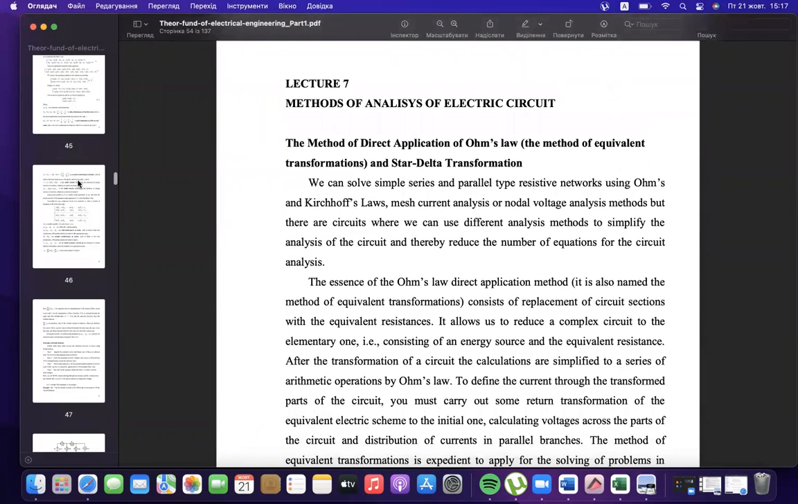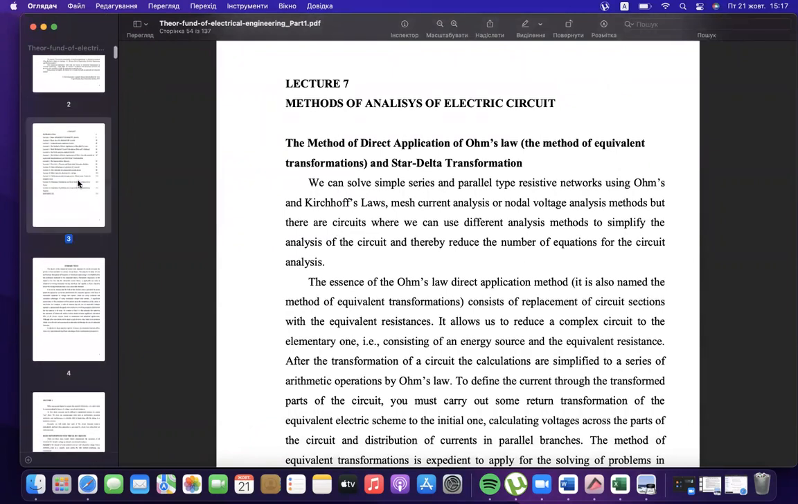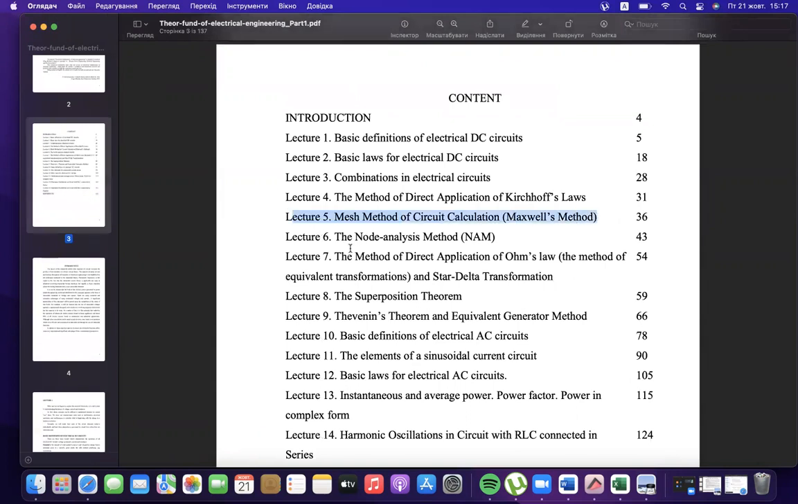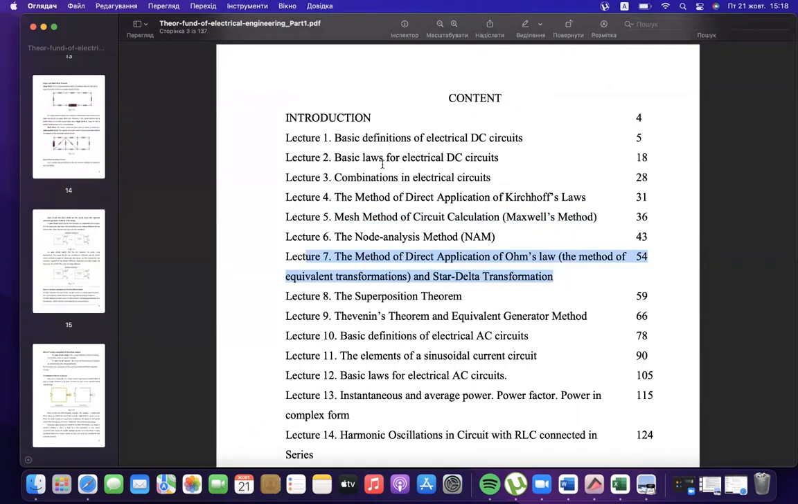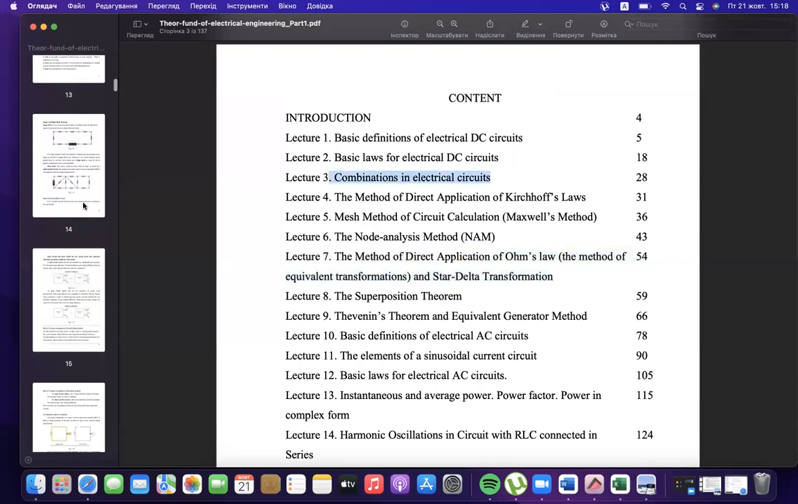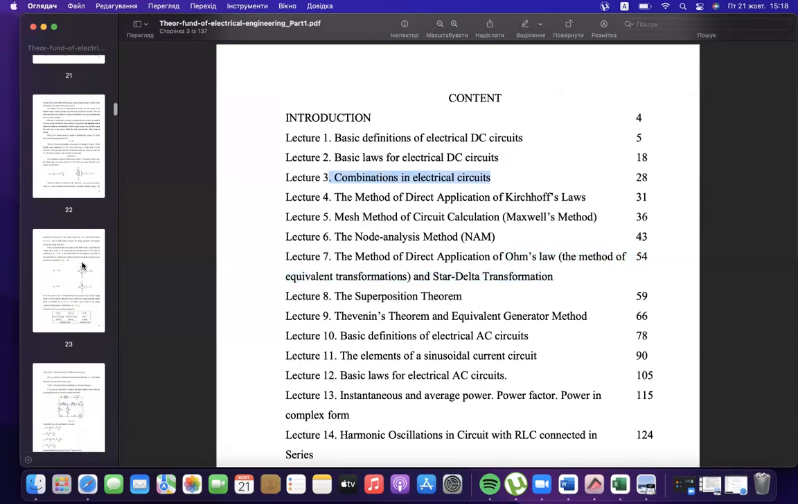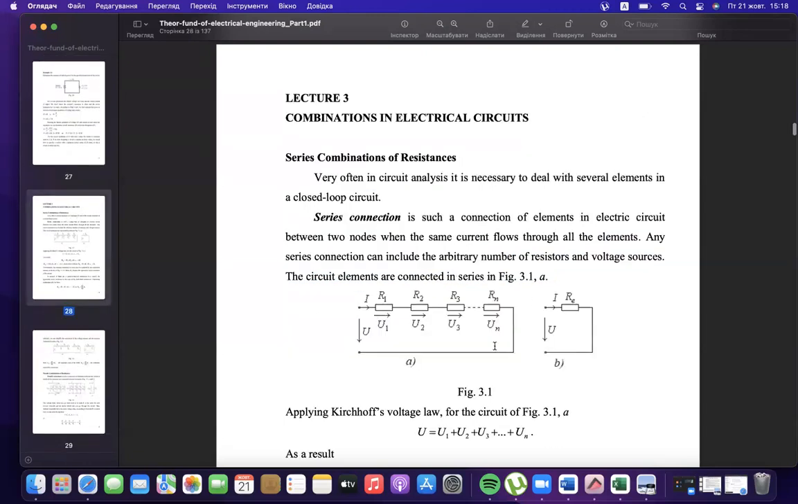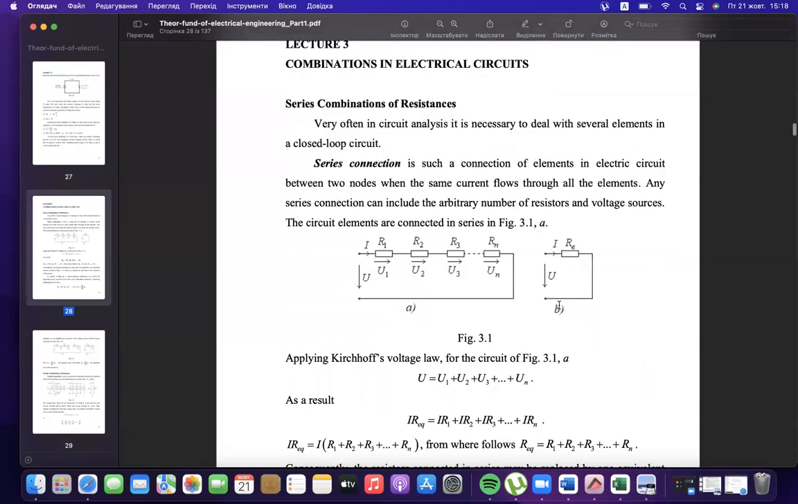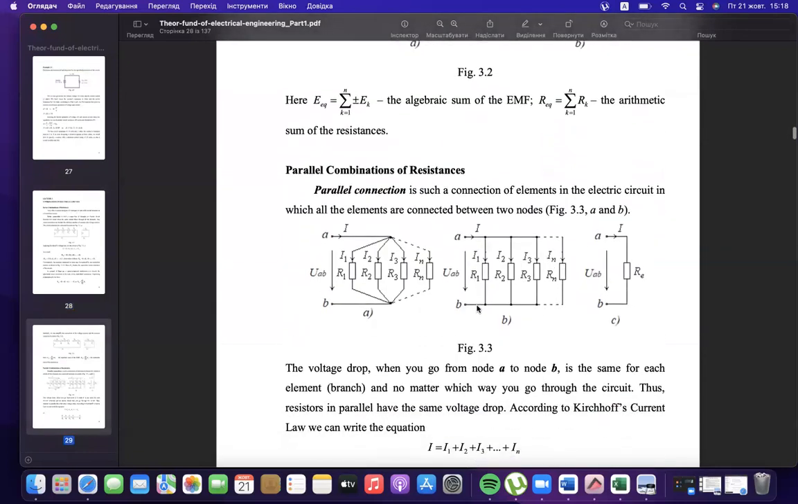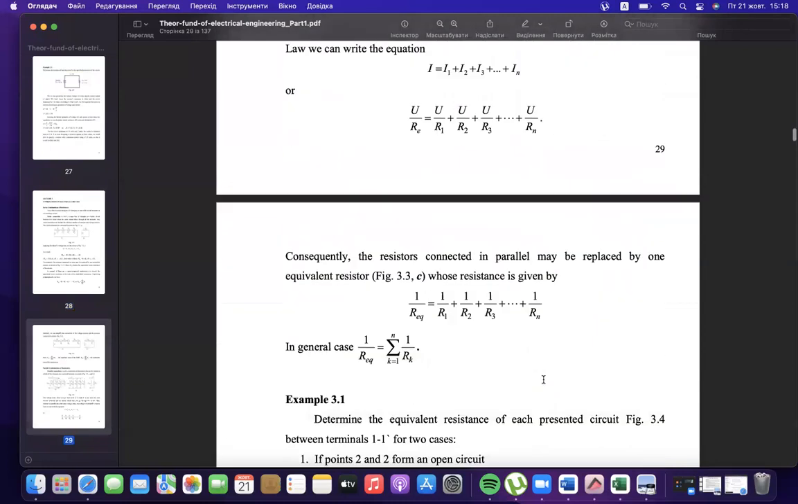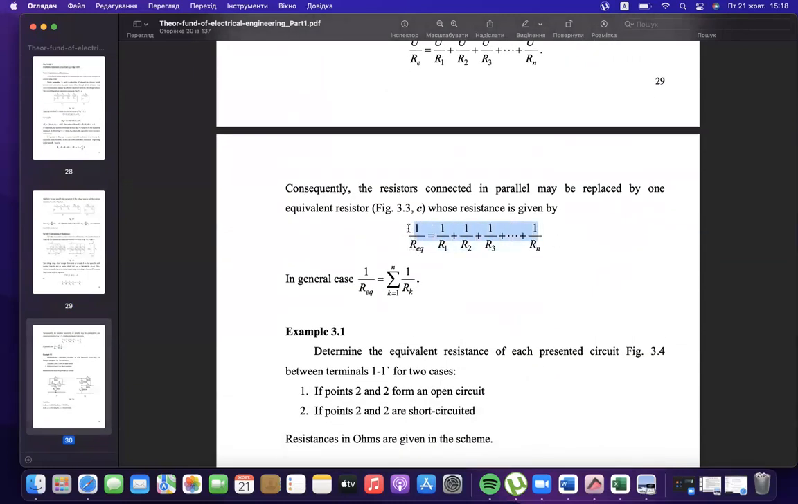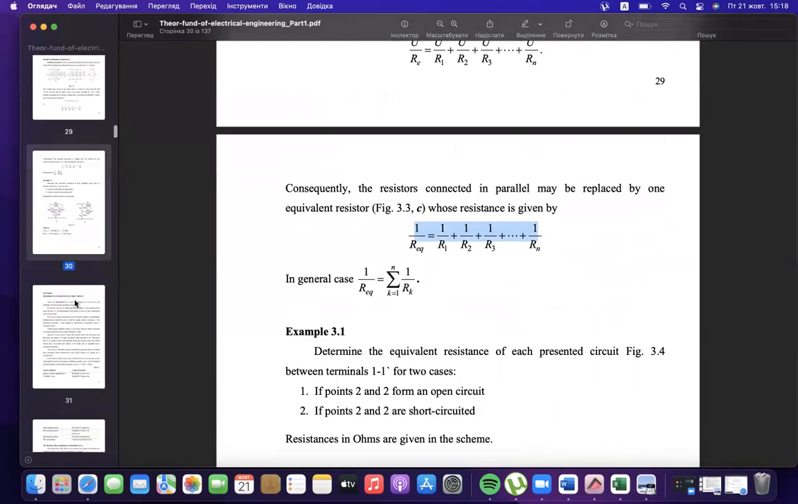and a couple of useful things about transformation, about simplifying resistances, the so-called star-delta connection. If we return to the transformation of resistors from previous lectures, where we discussed series connection, adding resistances, and parallel connection, adding conductivities, or in the general formula, adding the reciprocal values of resistances.